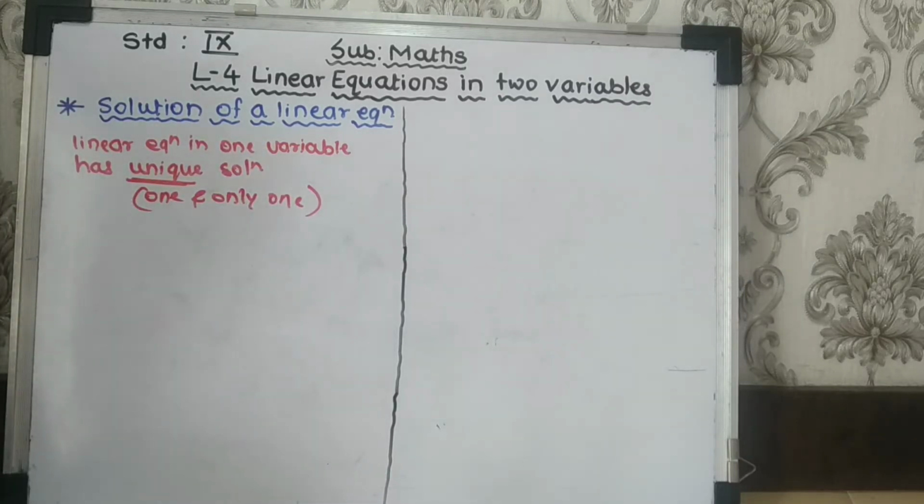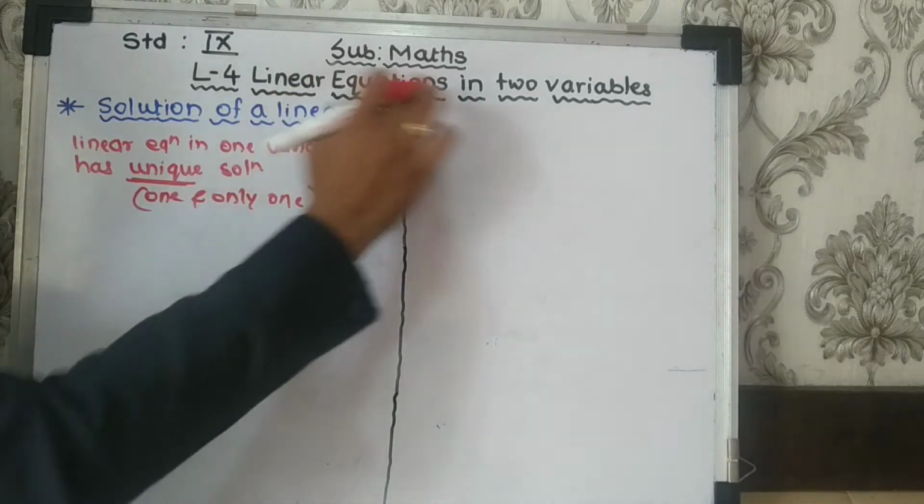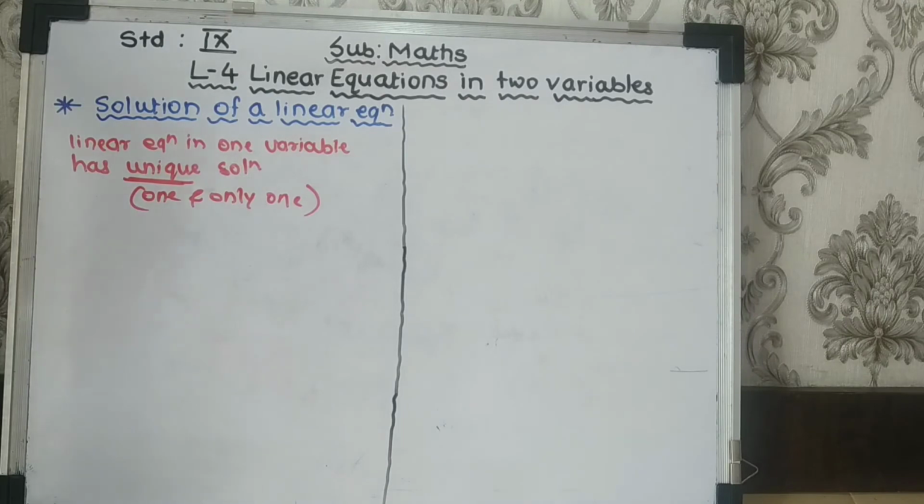Only one value satisfies the given equation, or only one value means that it will be the root of the equation. But what about the solution of a linear equation in two variables? Here we have two variables, x and y, suppose. A solution means a pair of values, one for x and one for y, which satisfies the given equation.